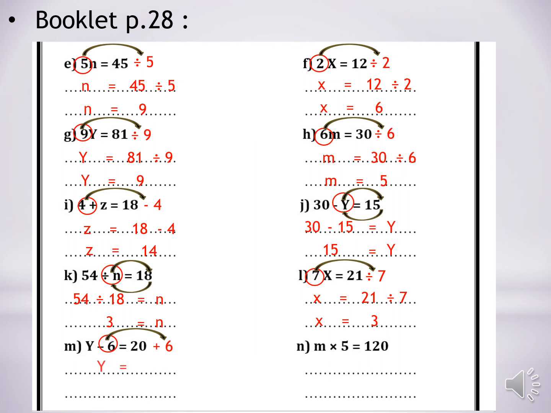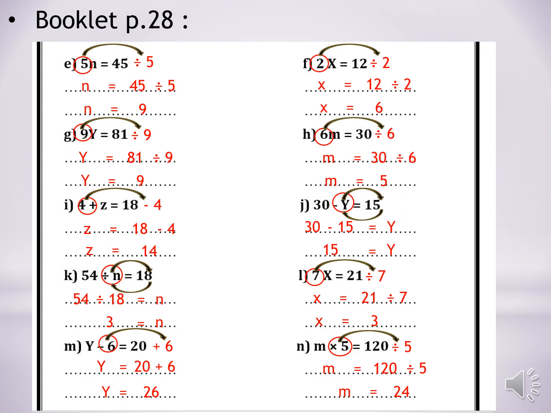In letter M, I have y minus 6 equals 20. So circle the number, take it to the other side with the opposite sign. The opposite of subtraction is addition. So it will be plus 6. So y equals 20 plus 6. y equals 26.